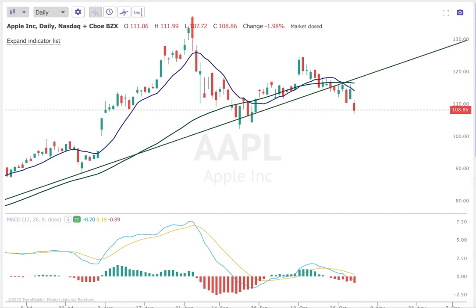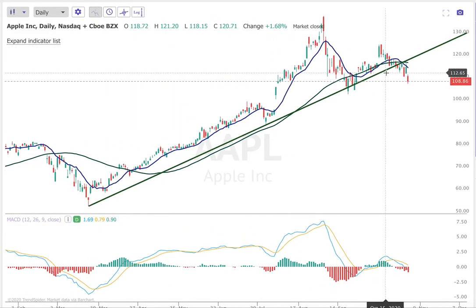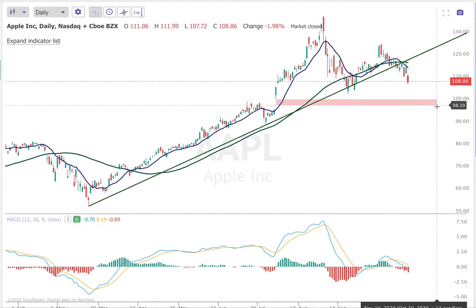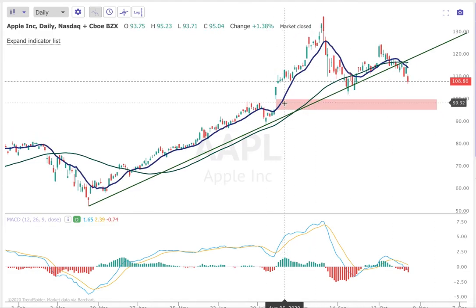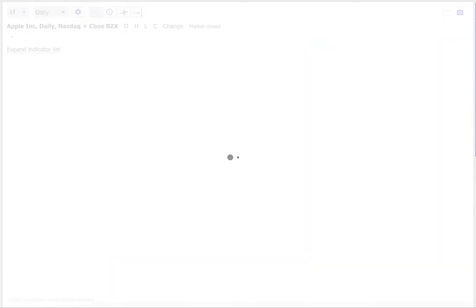Apple also does not look great. You can see it's breaking this longer-term uptrend line, and we do have a nice gap from earnings to fill right in here. So here's this gap level, and this is pretty much my target. I do think we probably see this 100 level again, and that's the level that I'm targeting, where we'll probably see buyers again. But maybe we'll come back and fill this gap. Right now, this does not look bullish at all.